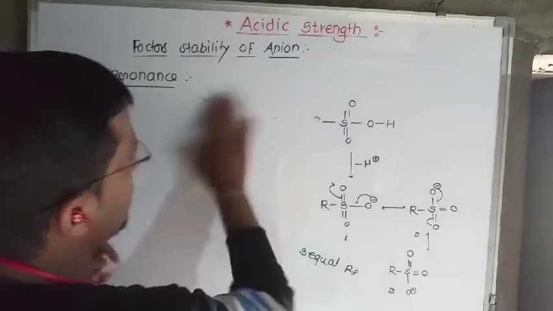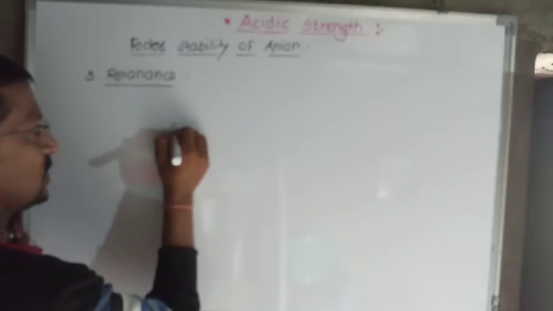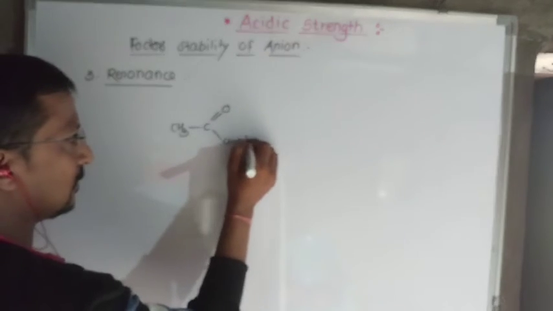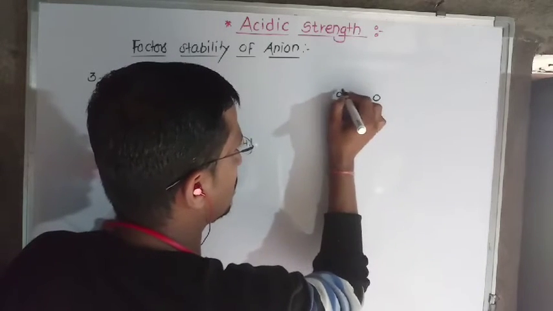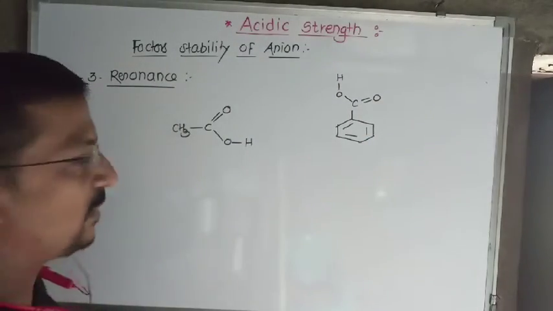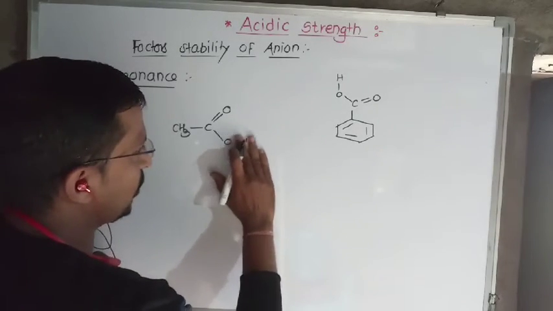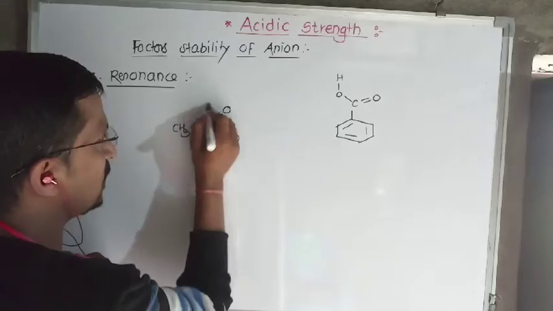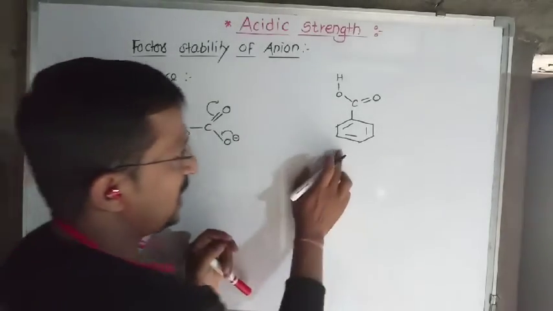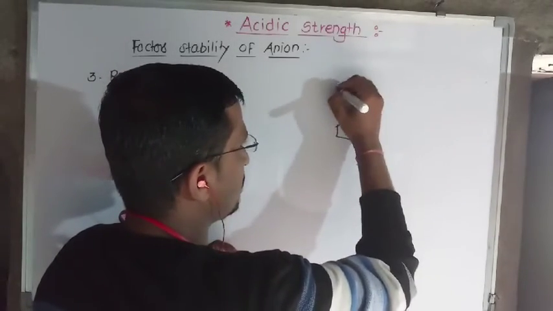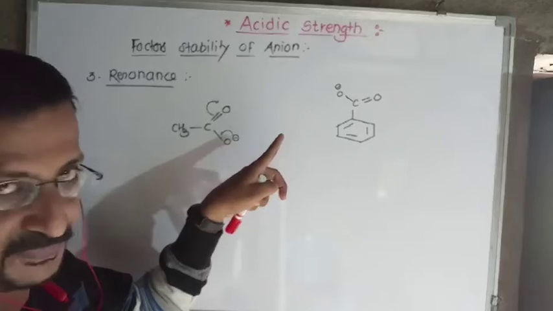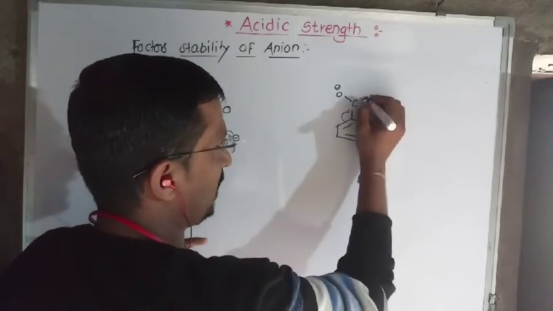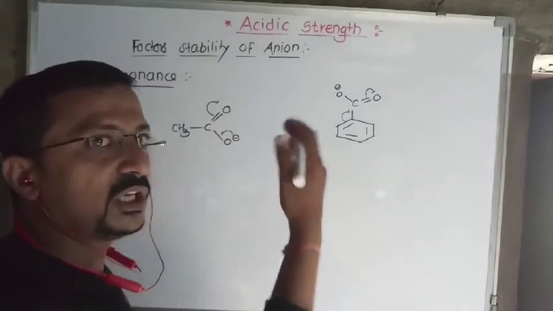Now one more point. Consider the stability of acetic acid and benzoic acid. Remember, if you remove one proton H plus from acetic acid, it becomes minus and has only one resonating structure, meaning two equal resonating structures. But in benzoic acid, if you remove the proton it becomes O minus, and the charge distribution takes place into the ring, so more resonating structures are obtained.